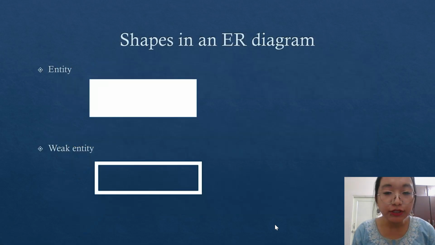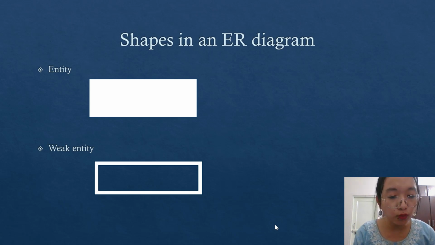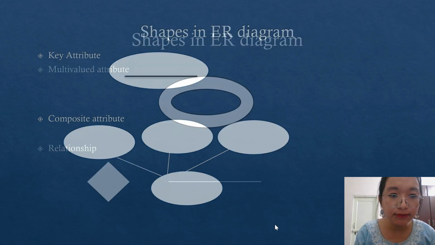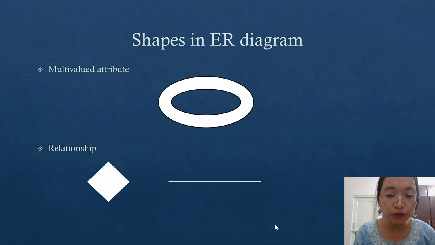The first shape in an ER diagram is known as entity. It is depicted using a rectangular box. If it is a weak entity, it is a double rectangle. A key attribute is an ellipse with an underline. Composite attributes, since they are composed of multiple attributes, are multiple attributes related to a single attribute using lines. And multi-valued attributes, that is the phone number, are depicted using a double ellipse, and the relationship is depicted using a diamond box.